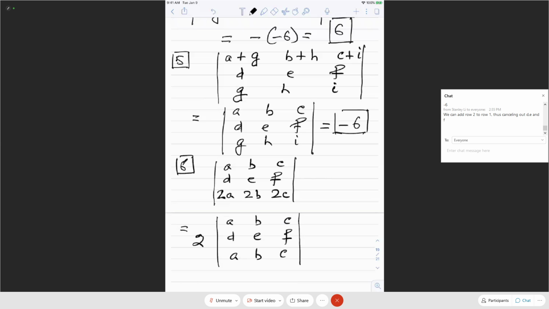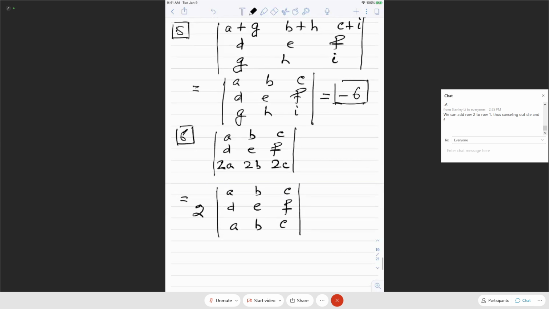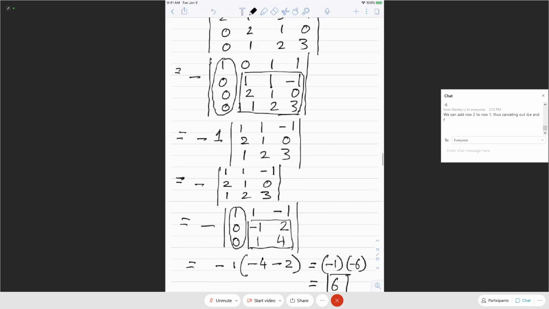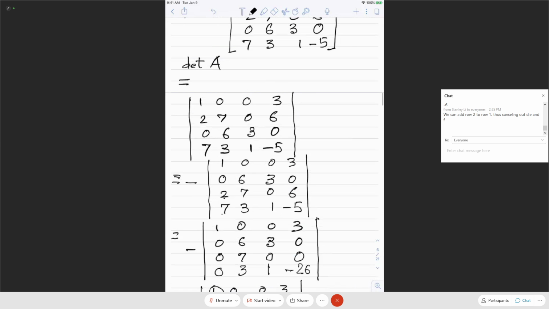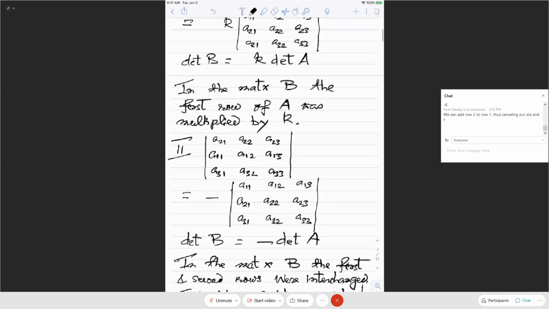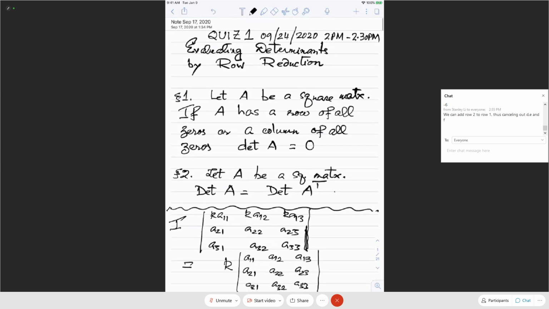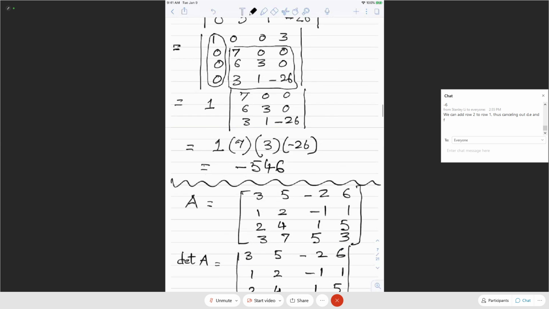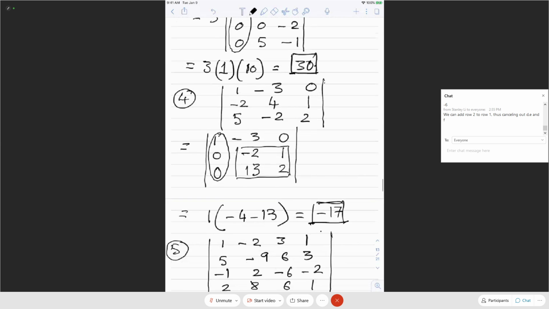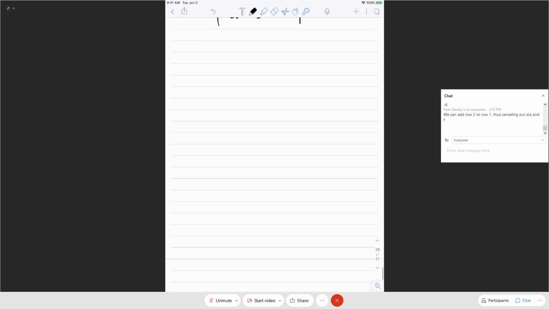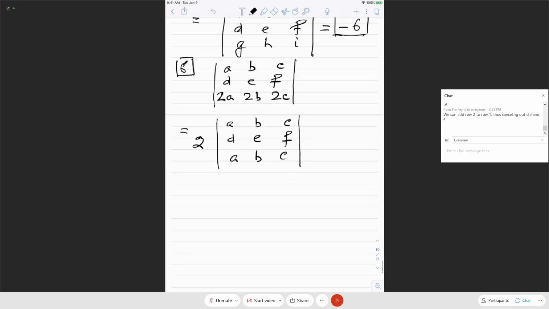Let us go right to the beginning of today's class. We made an observation which is very simple. If A has a row of all zeros, okay. Sorry. How can it be 12? How can it be 12? Come on.